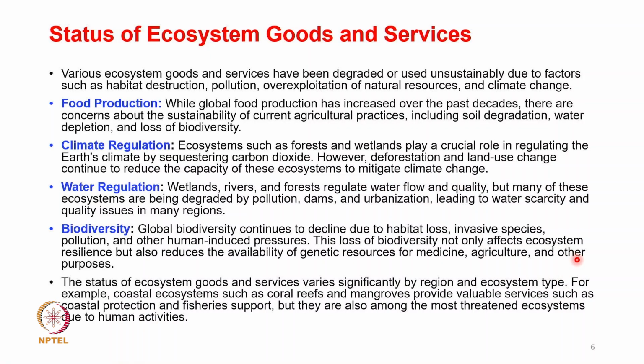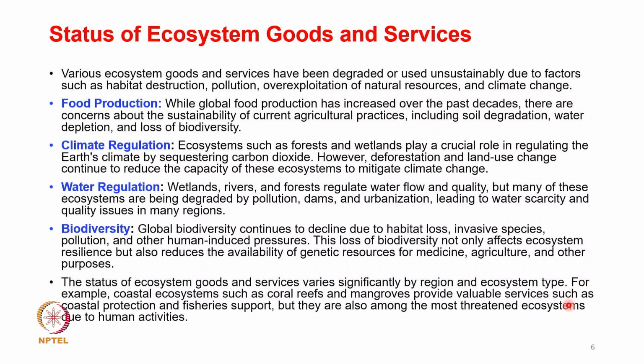And the last is all about biodiversity. Global biodiversity continues to decline due to habitat loss, invasive species, pollution, and other human-induced pressures. The loss of biodiversity not only affects ecosystem resilience but also affects the availability of resources for medicine, agriculture, and other purposes. So, biodiversity is another quantity that has been severely affected due to the degradation of the environment.